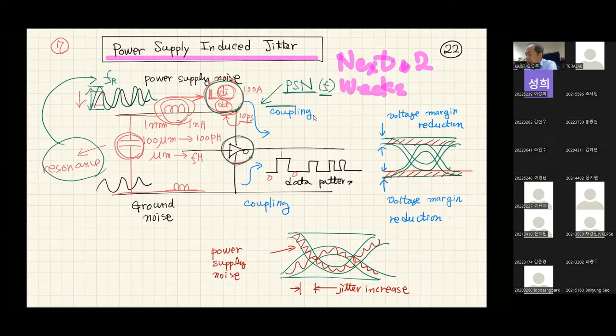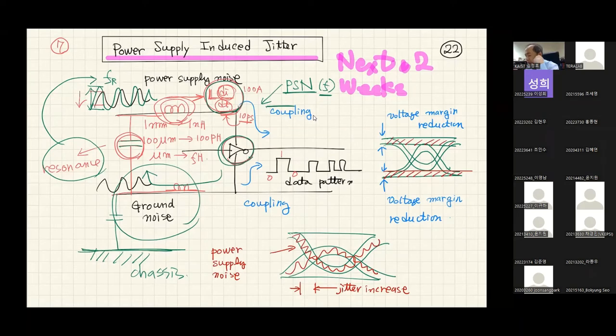Because of this, also when your IO driver is switching, return current has to go back to the capacitance. And this ground also has certain capacitance to the chassis. Chassis may be your computer chassis or your smartphone chassis or your GPU chassis, or there might be many different grounds. Actually, it is not ground, but we are assuming it is ground. It may have some capacitance, and your ground interconnection also has ground inductance. By coupling this inductance and ground capacitance, you're going to have ground bounce noise. So here you have ground bounce and you have power supply noise, and your IO circuit has certain parasitic capacitance.